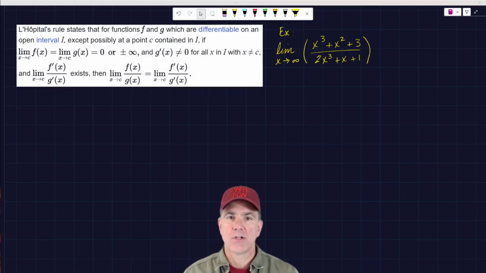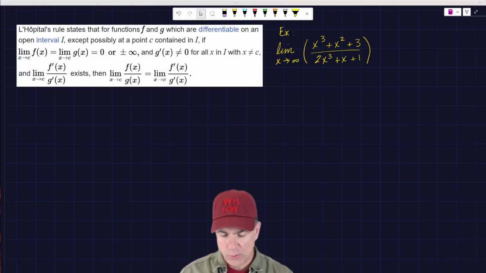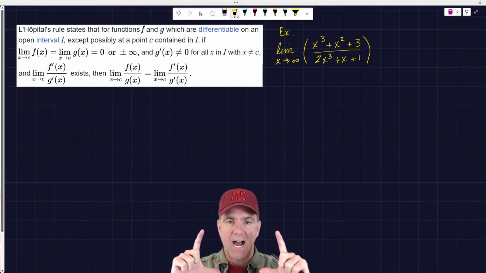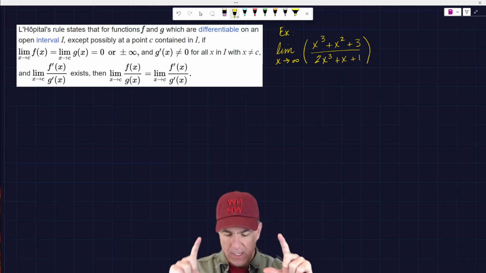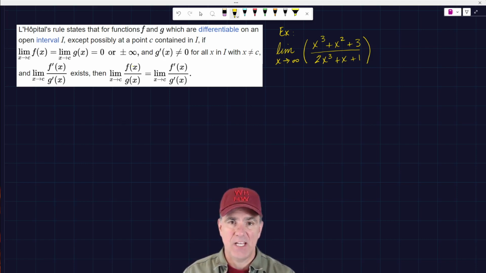Alright, so here's L'Hopital's rule. Again, I've taken this and modified it from Wikipedia. And what I want to do is just take a look through what it says. It says if we have a couple of functions f and g that are differentiable on an open interval I, so just think some kind of open interval a to b, except for a point c that's contained inside of the interval.